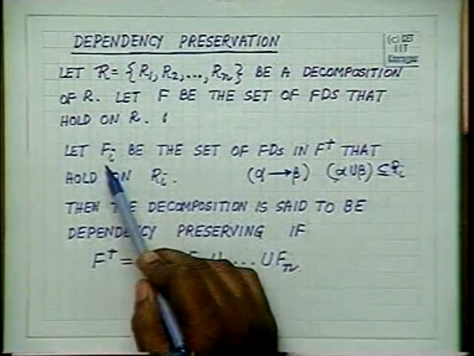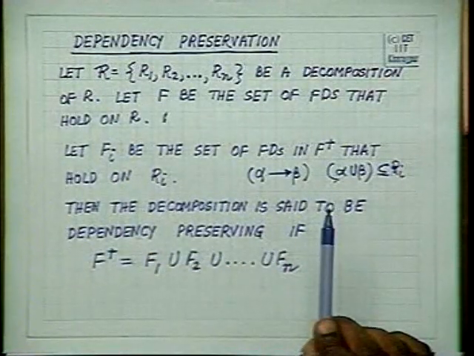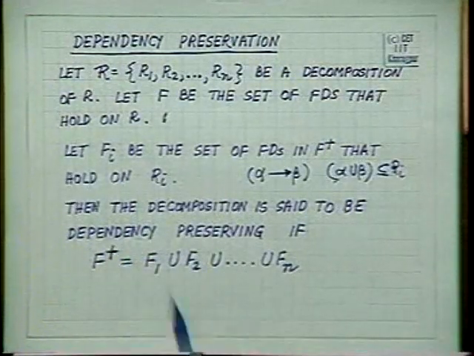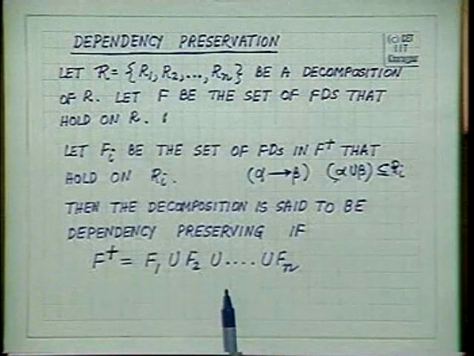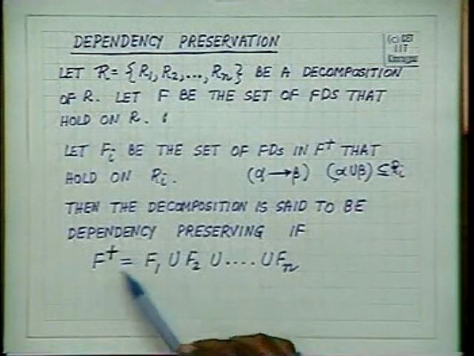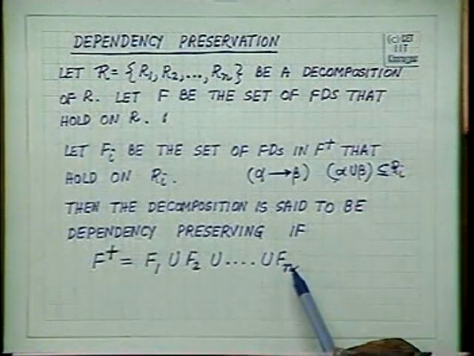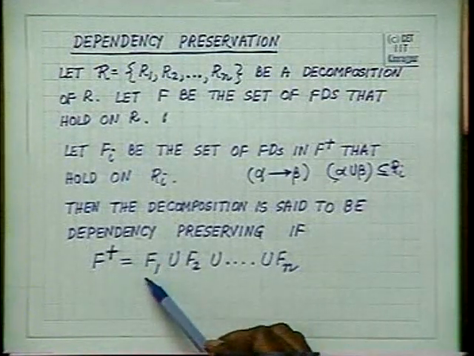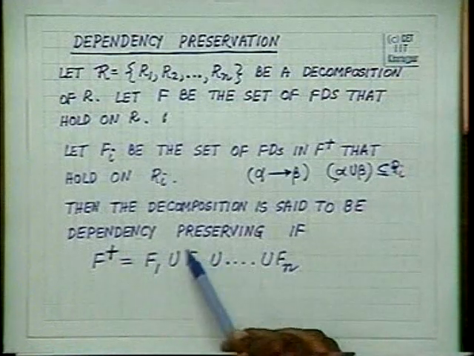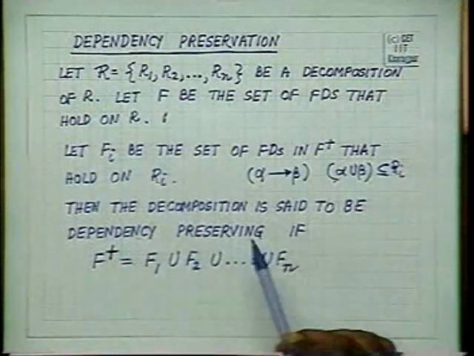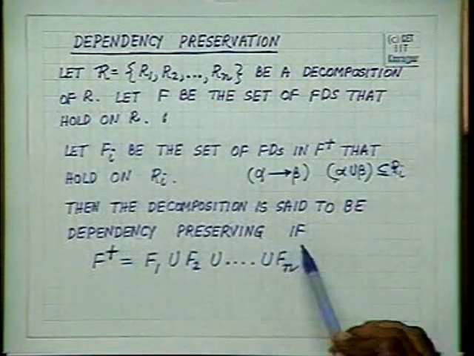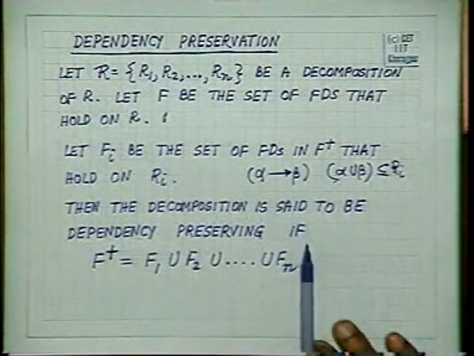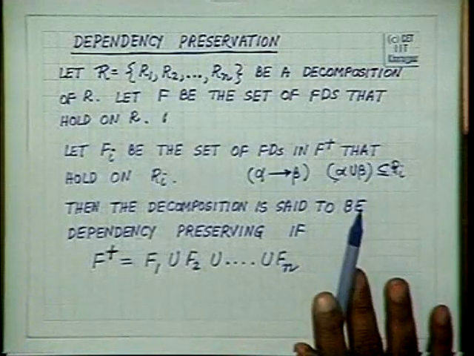Now you take all these Fi's together. The union of these must give me back F plus. If the union gives me back F plus, it means that I can individually check all the F1 on R1, all the F2 on R2, all the F3 on R3, all the Fn on Rn, and I can say that I have checked all my functional dependencies.